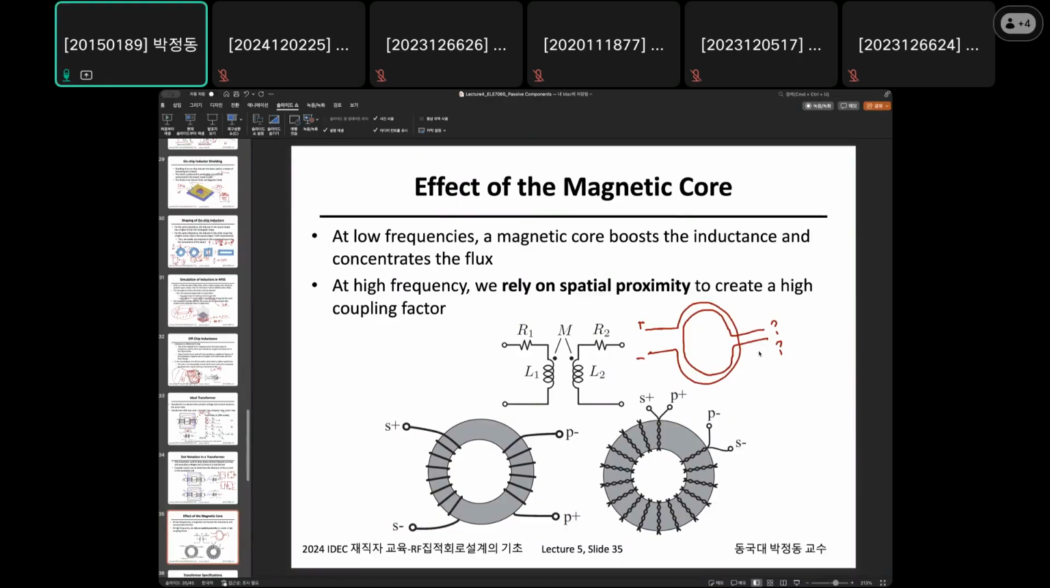Alright. Let's assume we have this typical transformer structure. Okay, this typical transformer structure.